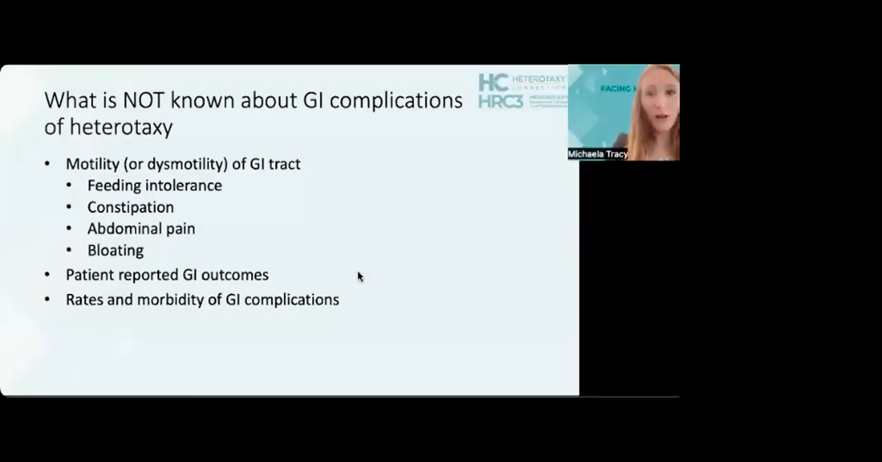But we don't know at all about how the GI tract actually works in those patients, if there's a problem outside of a structural issue or related to a structural issue. We don't know anything about patient-reported GI outcomes. Are heterotaxy patients out there having belly pain, constipation? We don't know. And what are just the rates and morbidity of the GI complications that this population sees?